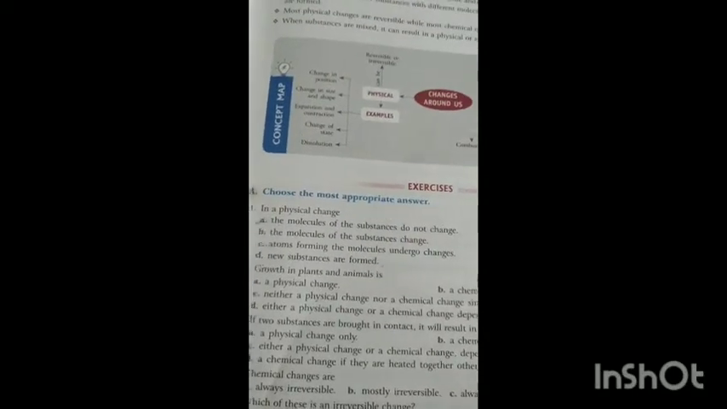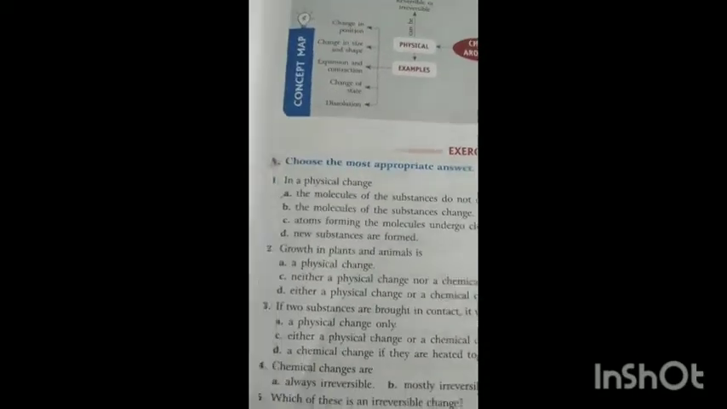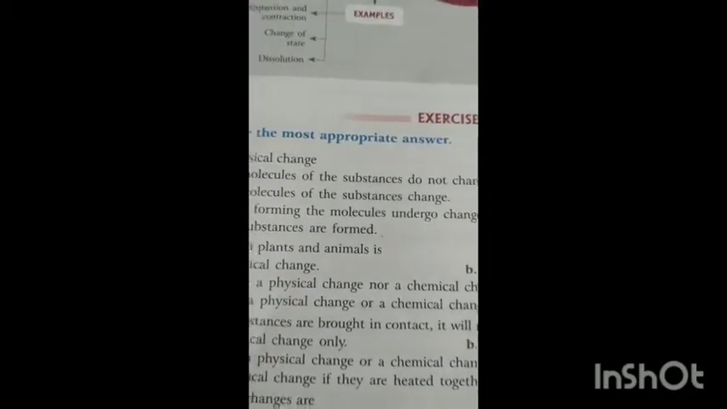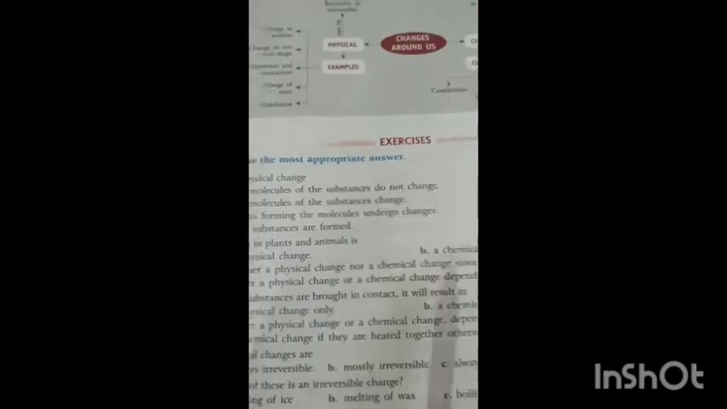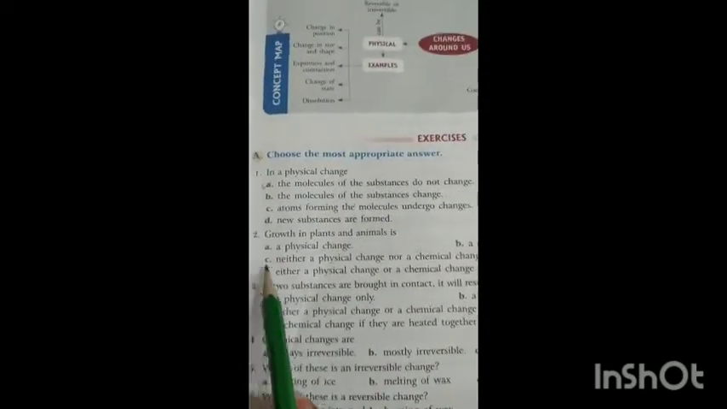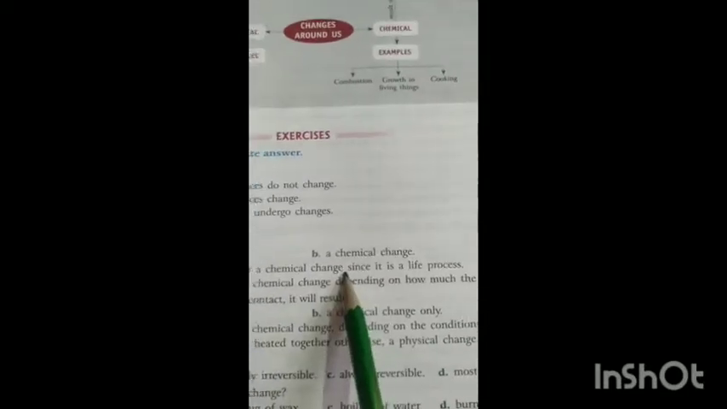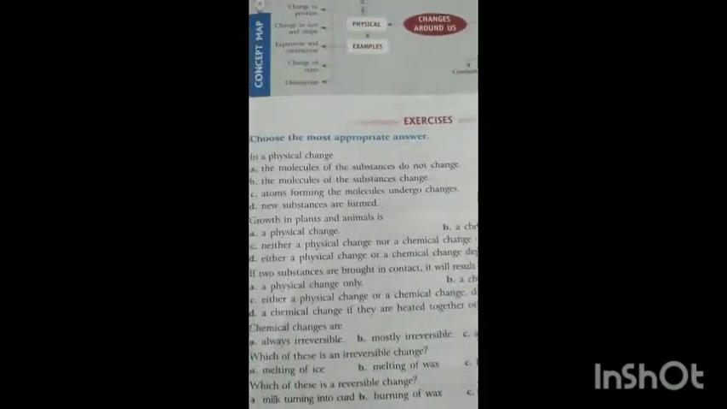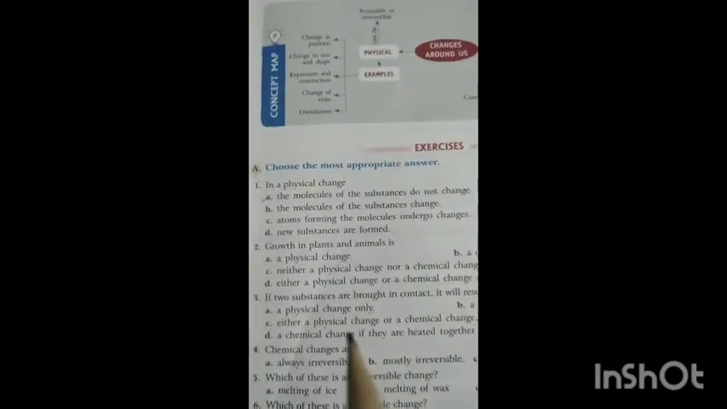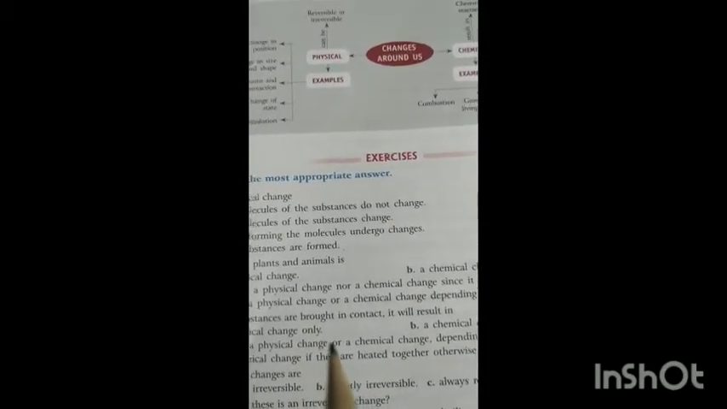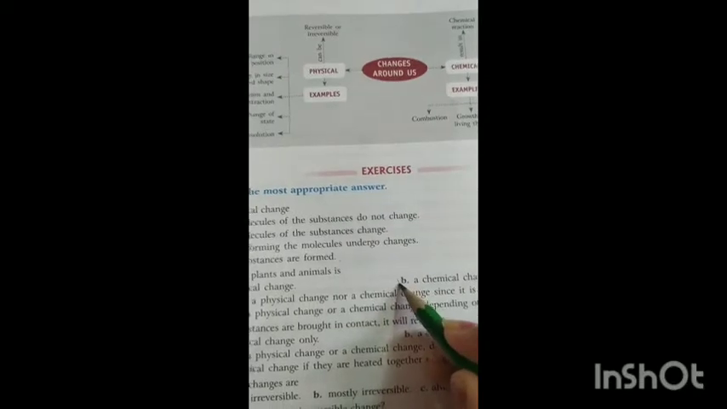Read question number 2. What does question 2 say? Question 2 is, growth in plants and animals is A, a physical change, B, a chemical change, C, neither a physical change nor a chemical change since it is a life process, or D, either a physical change or a chemical change depending on how much the growth is. So the answer is, it is a chemical change, B part.